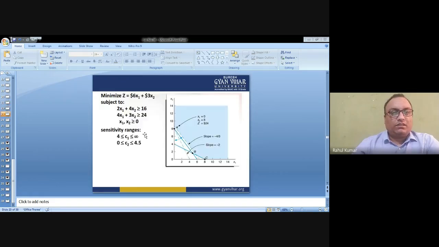So this is the second question. Here is the minimization function problem related to the duality analysis, right? Subject to the constraints 2x1 + 4x2 greater than or equal to 16, and 4x1 + 3x2 greater than or equal to 24, x1, x2 greater than or equal to 0, and the sensitivity ranges 4 less than or equal to c1 less than or equal to infinity, and 0 less than or equal to c2 less than or equal to 4.5. It gives the value of x1, x2, x3 equal to 24 here.